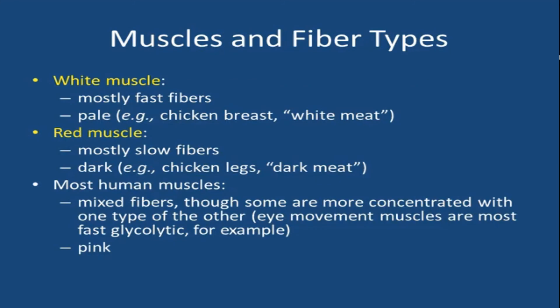Remember, different muscles have different percentages of fast and slow and intermediate fibers. Muscles with mostly fast fibers are pale and white muscles, kind of like chicken breast. And muscles with mostly slow fibers are dark or red muscles, like chicken legs. Most human muscles have mixed fibers and are pink.